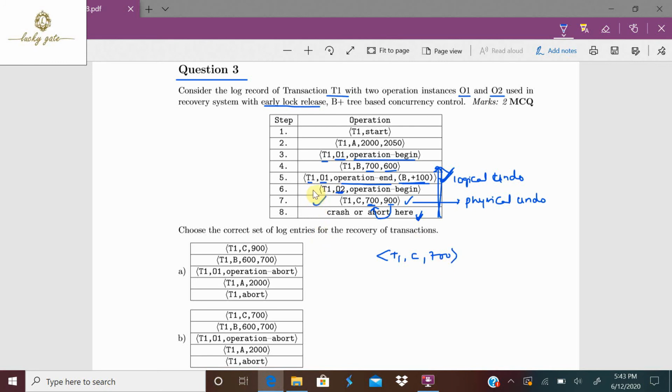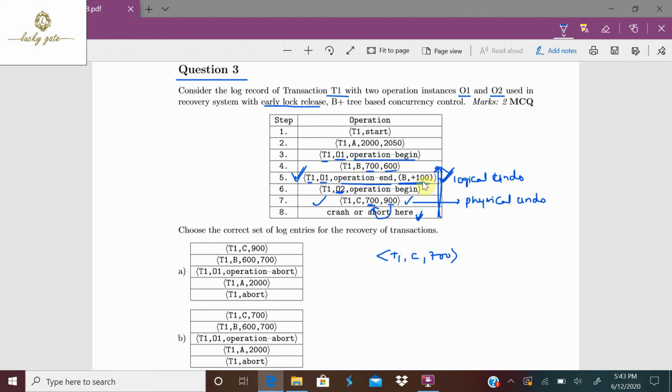And going backwards, operation begin is there but no end. Now here you look in the step 5. This is operation end log is there. Operation end log requires the logical undo information. Here T1 changes the value of B from 700 to 600.